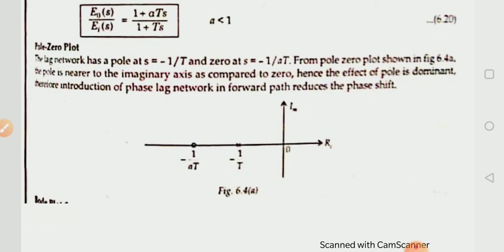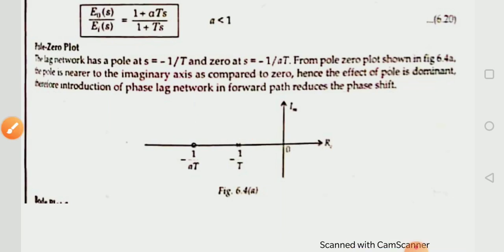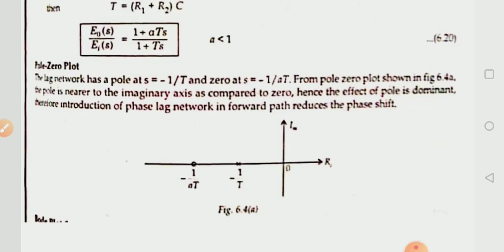When we plot the zero and the pole and draw the diagram, this is the pole and this is the zero. We can see that we have a dominating pole because this pole is nearest to the origin. Dominating means its effect is more. Because of this, the phase shift is reduced. So the dominating nature of the pole reduces the phase shift, and we can say this is the phase lag network.